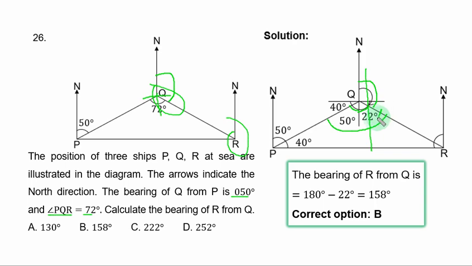Already here is 22 degrees. The remaining part becomes 180 degrees minus 22 degrees, and that is 158 degrees. B is the correct option.